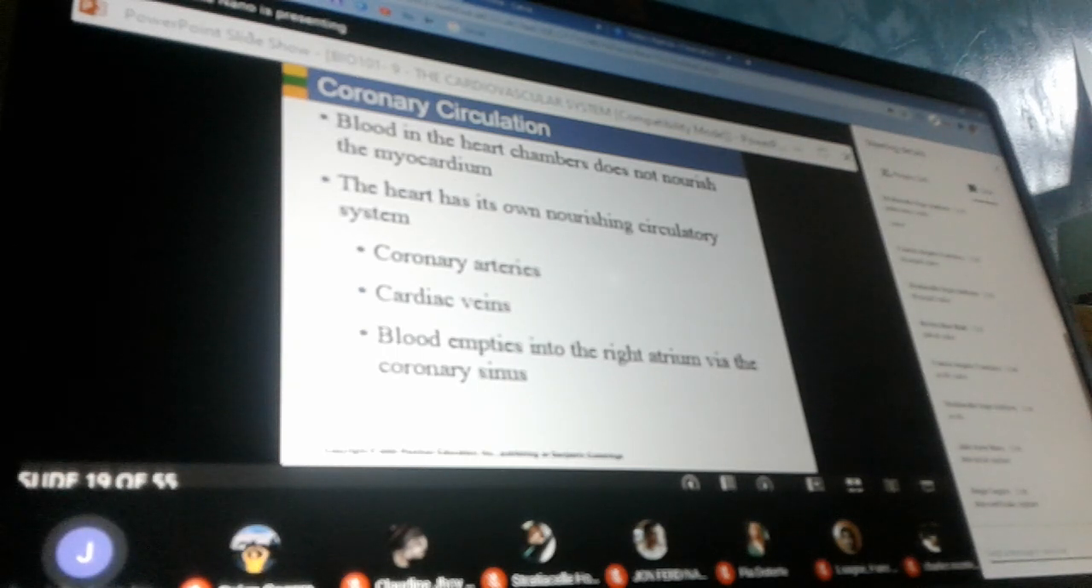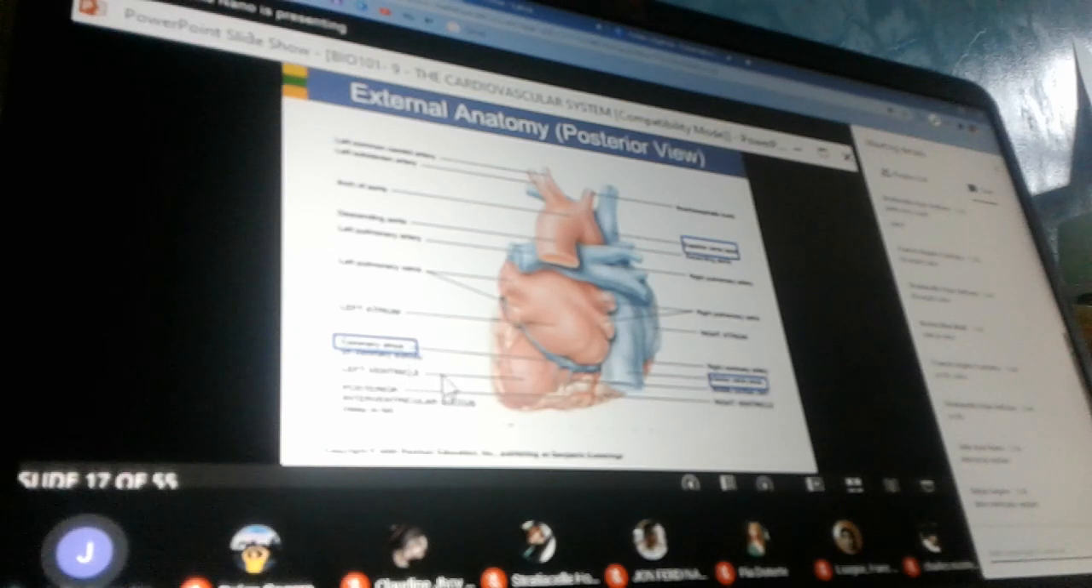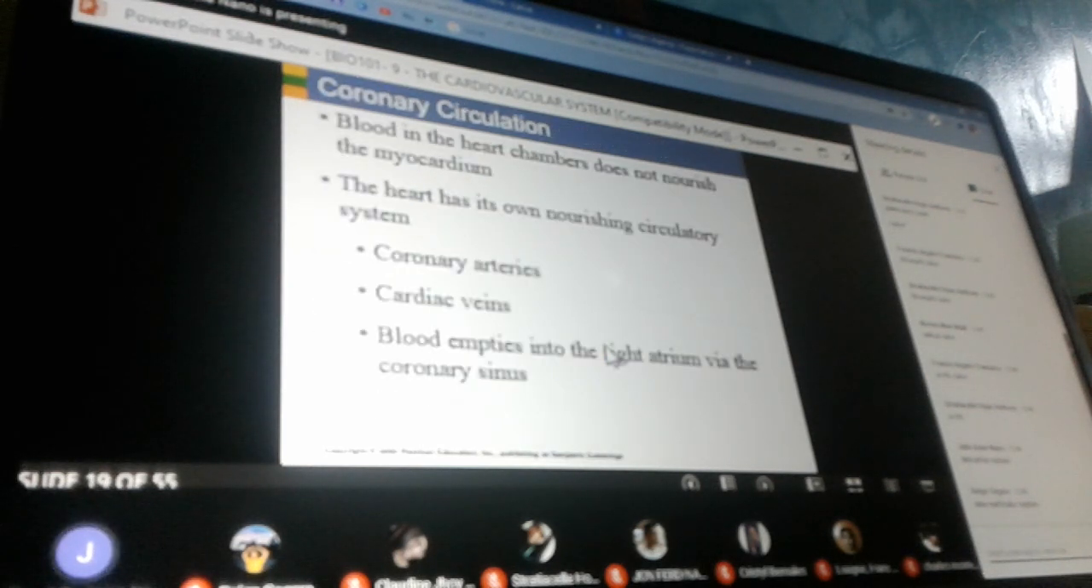So we have the coronary arteries, we have the cardiac veins, okay? So, ma-remember niyo yung coronary sinus class. So, yung coronary sinus, yung nakikita sa likod ng ating heart class, kumbaga siya yung nagsusupply ng blood sa ating heart mismo, okay? Yung sa ating cardiac muscle, sa ating myocardium. Okay? So, the blood empties into the right atrium via the coronary sinus.